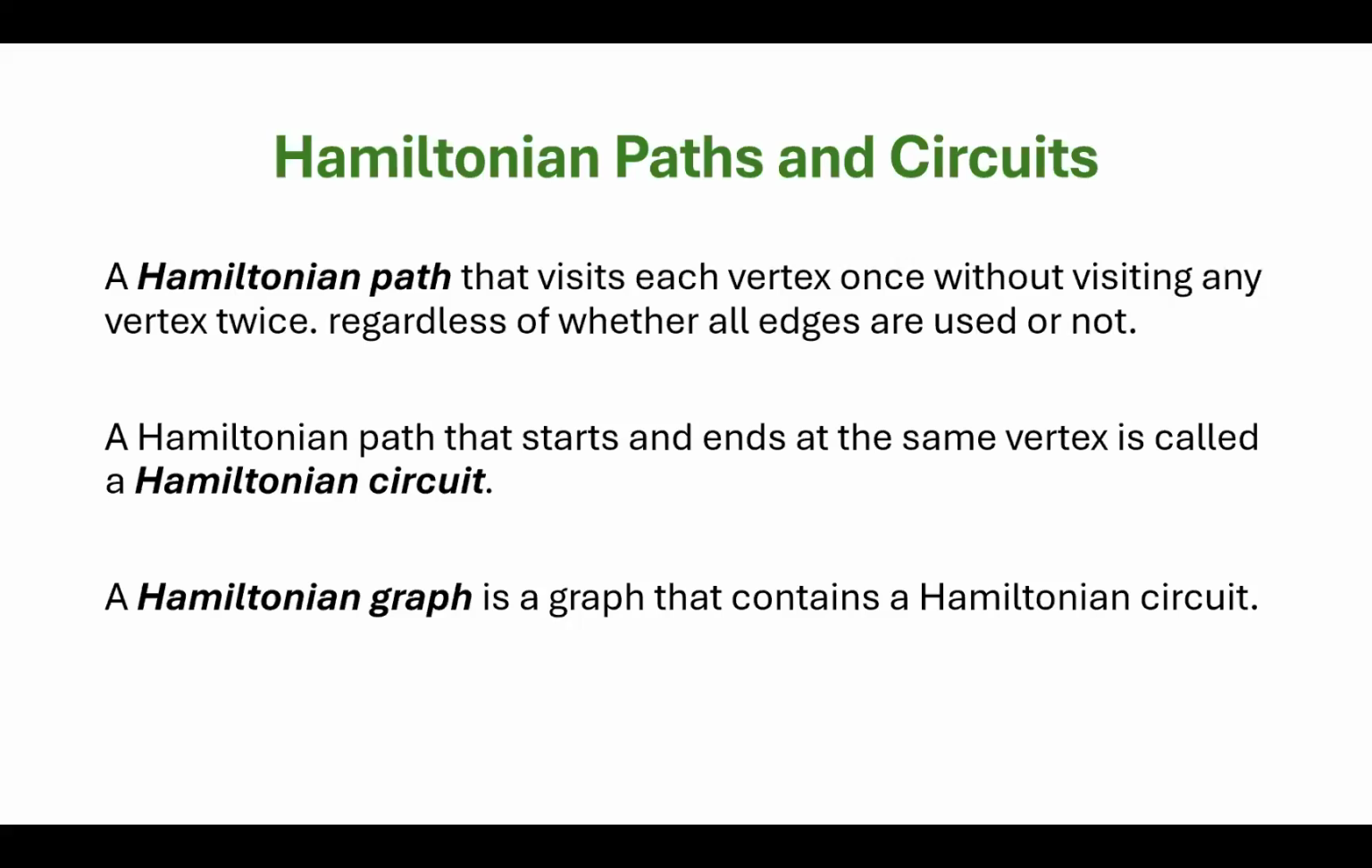Now, the opposite type of graph is what we call a Hamiltonian graph. So now we're switching it around, where we want to visit each vertex once without visiting any vertex twice, regardless of whether all of the edges are used or not. So I do not need to cross through all of the edges, but I want to make sure that I pass through each vertex without repeating vertices. So it's kind of like the flip side.